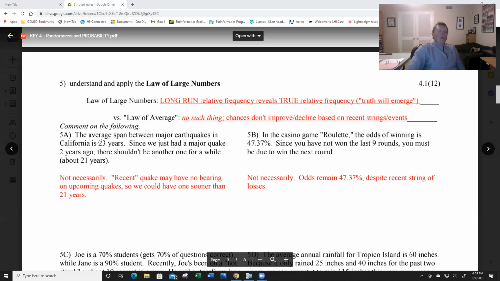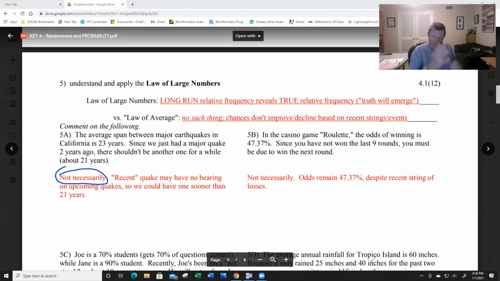All right, so 5A: the average span between major earthquakes in California is 23 years. Since we just had a major earthquake 2 years ago, there shouldn't be another one for a while. The best answer is not necessarily. I don't like to put no, because not necessarily.